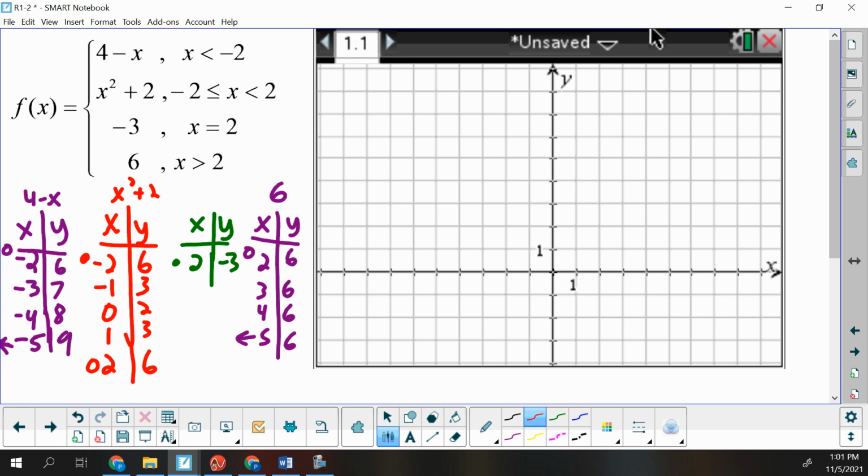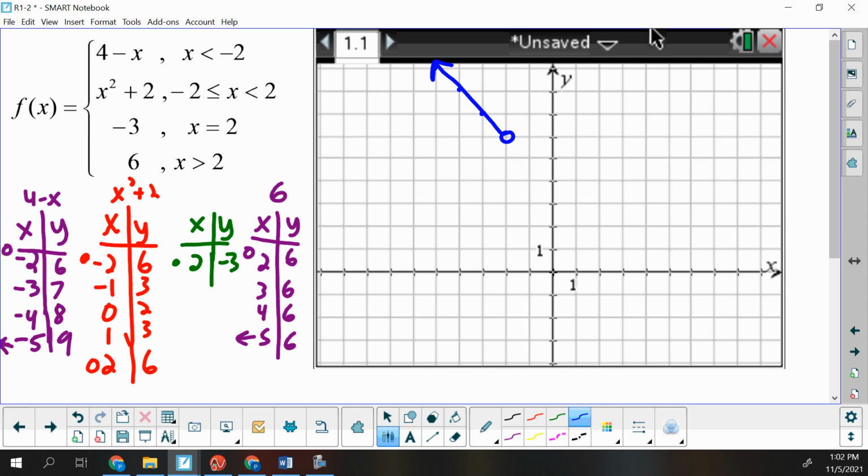Well, now we've got all of our points to plot. So negative 2, 6 is an open circle. Then the intermediate ones, remember, are just normal points. So you got negative 3, 7, negative 4, 8, negative 5, 9. We want an arrow. And we know to put the arrow going that way because that's where it would have carried on, connect to the edge of the open circle.